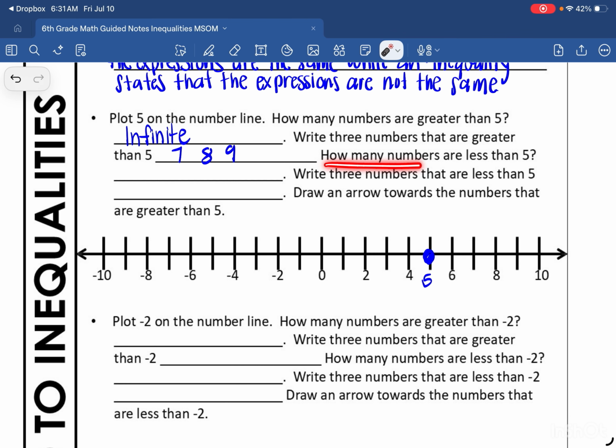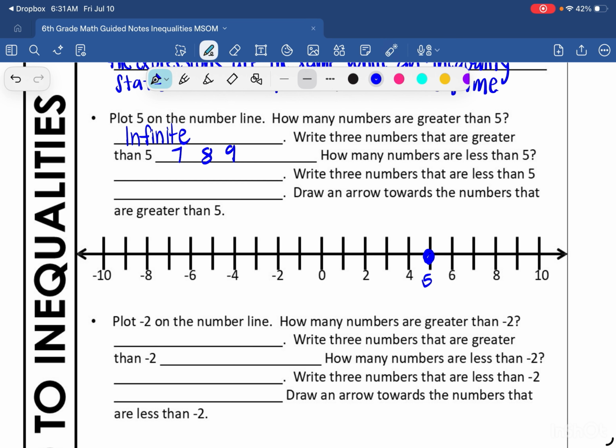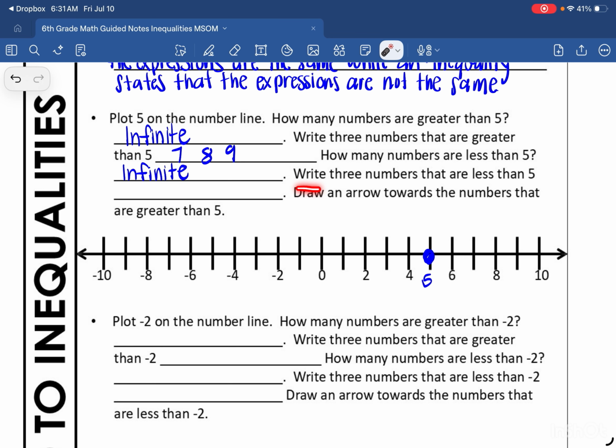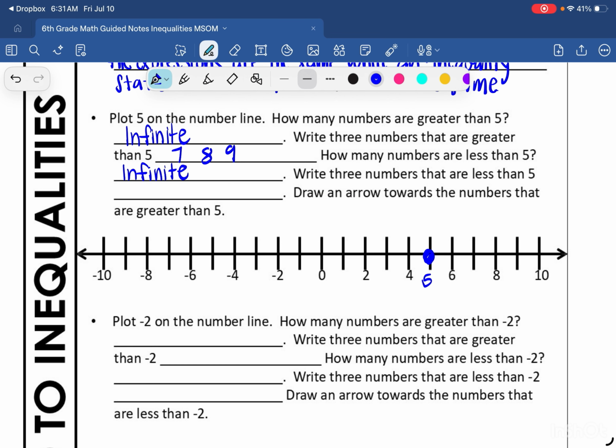How many numbers are less than 5? There are also an infinite amount of numbers less than 5. Write 3 numbers that are less than 5. So any numbers that are less than 5, let's say 1, 2, 3. Draw an arrow towards the numbers that are greater than 5. So here's 5, and we're going to draw an arrow to the numbers that are greater than 5.